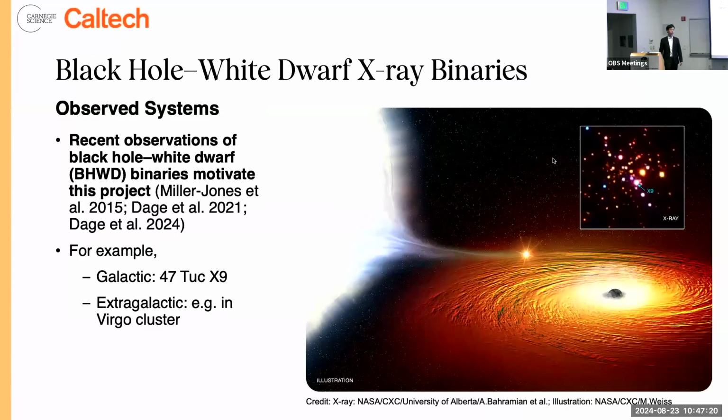The particular systems that we're interested in are black hole white dwarf X-ray binaries. This is motivated by many recent observations of these specific binary systems, and the formation dynamics are not very well understood. So this project is motivated by these observations to try and explain how they form and how many we should be expecting to see. For example, here in the picture, we have a really strong galactic candidate for a black hole white dwarf X-ray binary called 47 Tuc X9. It's one of the strongest candidates that we have for such a system.